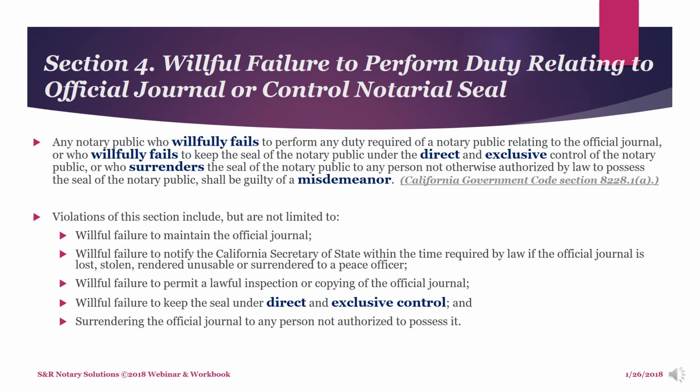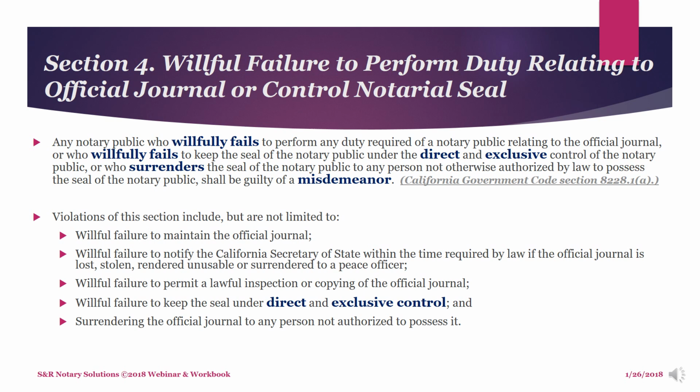Section 4, willful failure to perform duty relating to official journal or control of notarial seal. Any notary public who willfully fails to perform any duty required of a notary public relating to an official journal, or who willfully fails to keep the seal of the notary public under direct and exclusive control of the notary public, or who surrenders the seal of the notary public to any person not otherwise authorized by law to possess the seal of the notary public, shall be guilty of a misdemeanor.